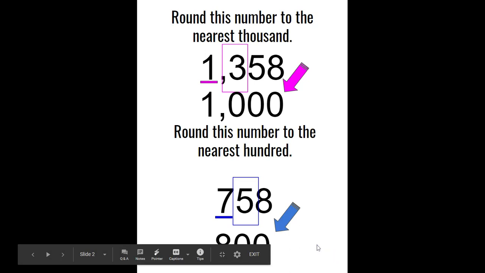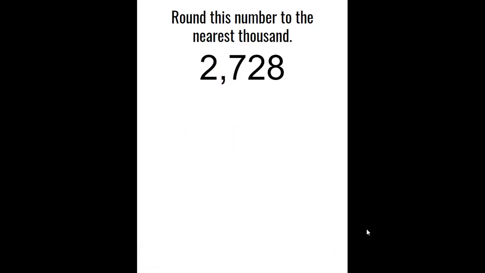Now remember, that's just a way for us to remember how to write the zeros. You're always going to have the same amount of zeros as you have digits in your original number. All right, let's try another one. Round this number to the nearest thousand.